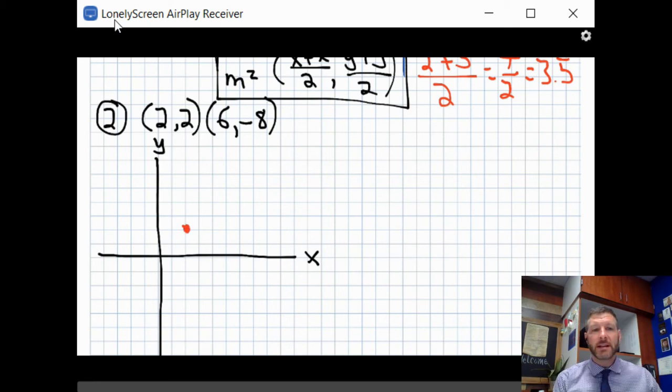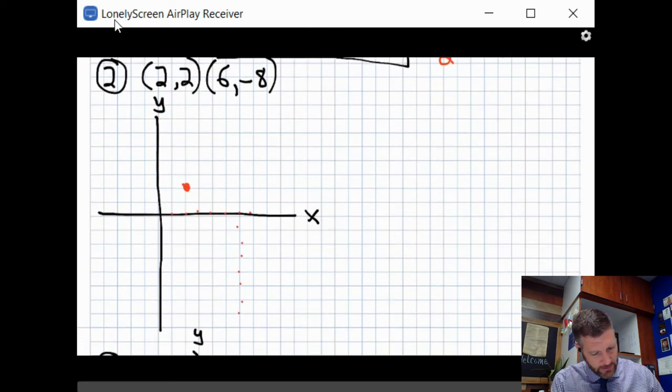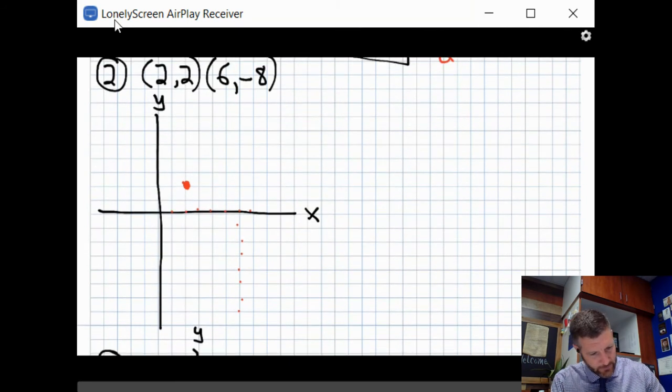And then over 6, up 8. You just count it out, 2, 3, 4, 5, 6, 1, 2, 3, 4, 5, 6, 7. Go up a little further, 8. So right here. So we've created this segment, and we want to see, okay, where is the middle? And you could kind of estimate it, but let's go ahead and use the formula, and we'll see if it looks right.